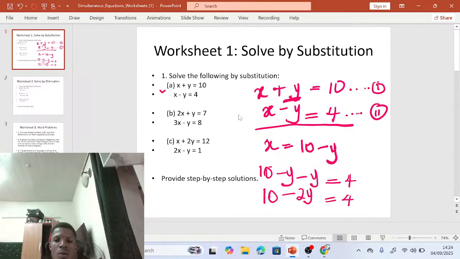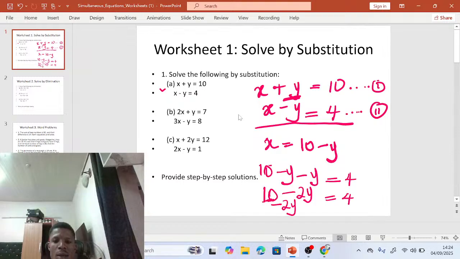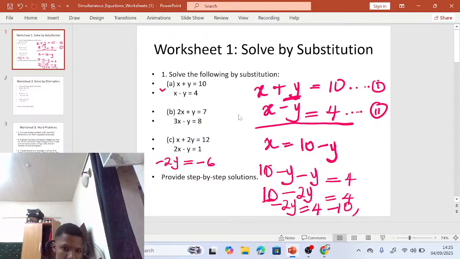For us to get the value of y, we now have to subtract 10 from both sides, meaning that minus 2y is equal to, this term will go to the other side of the equality sign, you have it as minus 10. If I minus 10, I'll have minus 2y is equal to minus 6, because 4 minus 10 is minus 6.